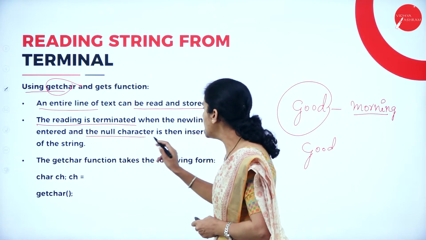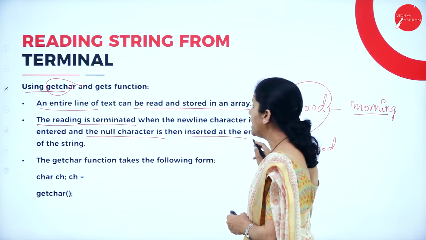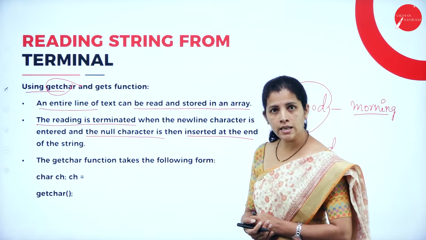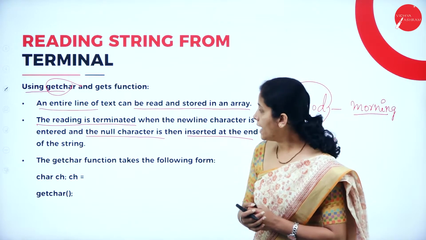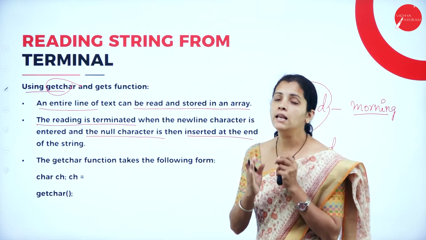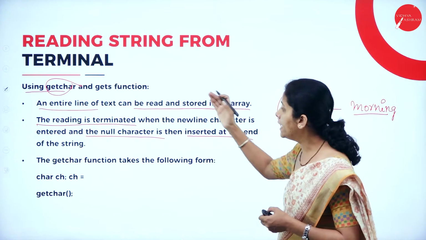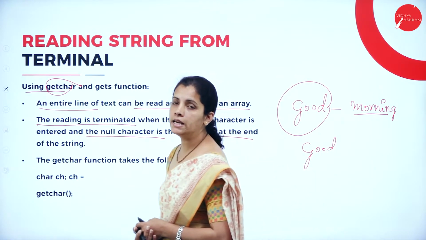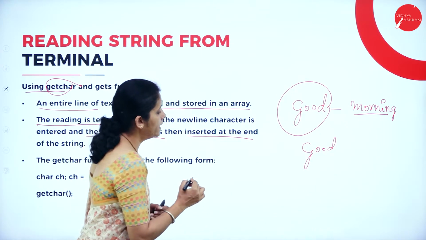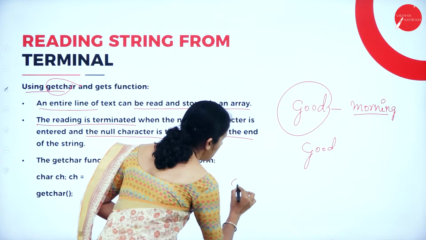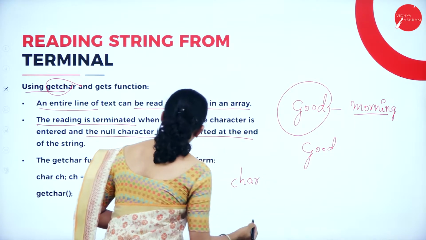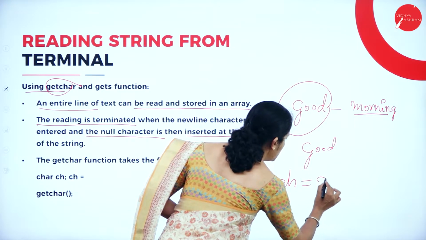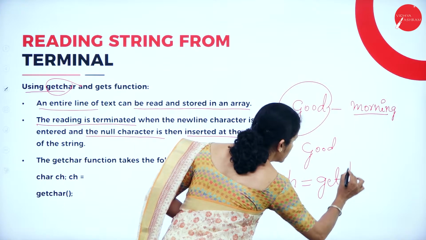Now, the null character is then inserted at the end of the string. Once I press the enter key or newline character, the null character is going to be appended at the end of the string. Now, dear student, let's see the syntax for the gets function. So, I want to write character, that is ch equal to getchar.